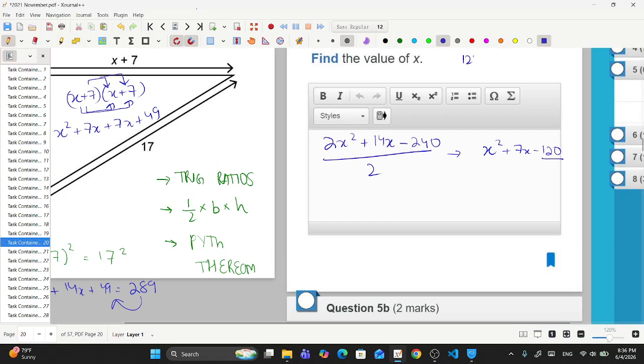So 120 can be done by 20 times 6, 40 times 3, 60 times 2. But those factors should also add or subtract to give us an answer of positive 7. So this can be done by 15 times 8. 15 times 8 is one of the factors. So you can write this as x squared plus 15x minus 8x minus 120, right?